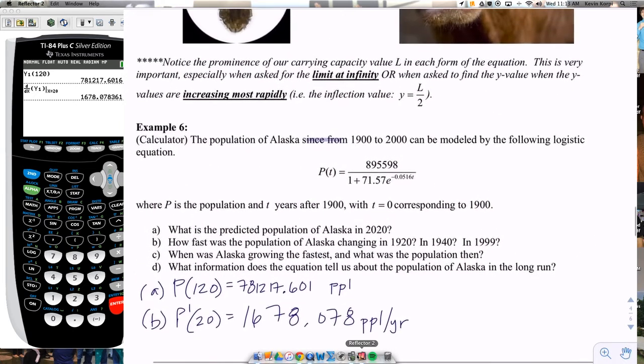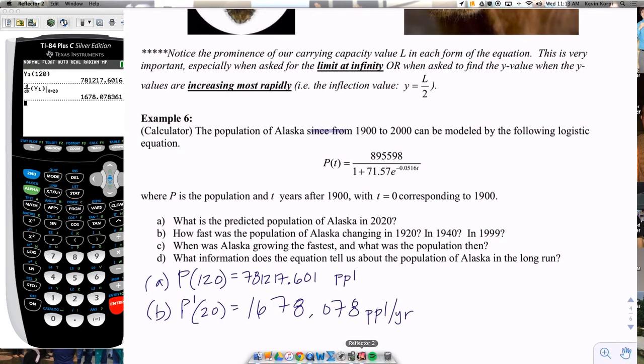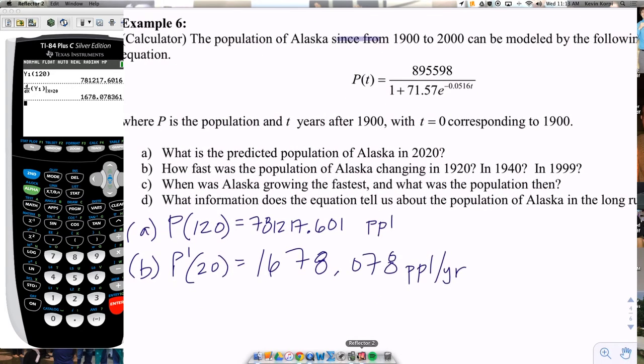Part C. When was Alaska growing the fastest, or the population of Alaska? Well, over the Christmas break, you know. Oh, D. Oh, yeah, 1940, 1999. You want to do that? You got the idea? You would put P prime of what? 40, and then P prime of 99, and then write it down. Yeah, I'm going to skip that. You wouldn't want to skip on an actual test, but it's the same idea.